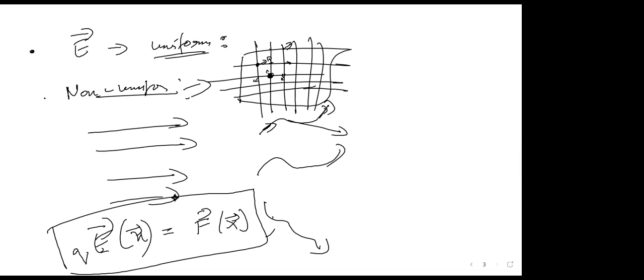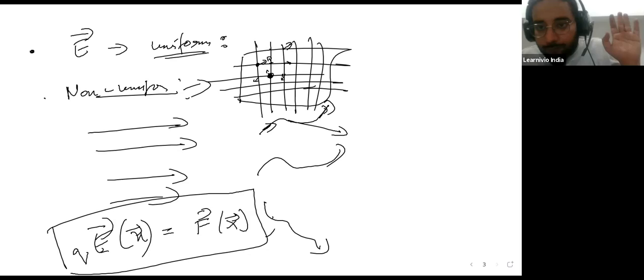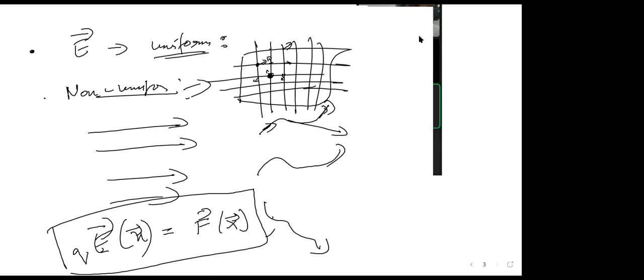Sir, can you please explain this last formula? Q is charge, electric field in the particular direction based on the position. Wait, you know what? This is an important point. Let's not take it lightly.